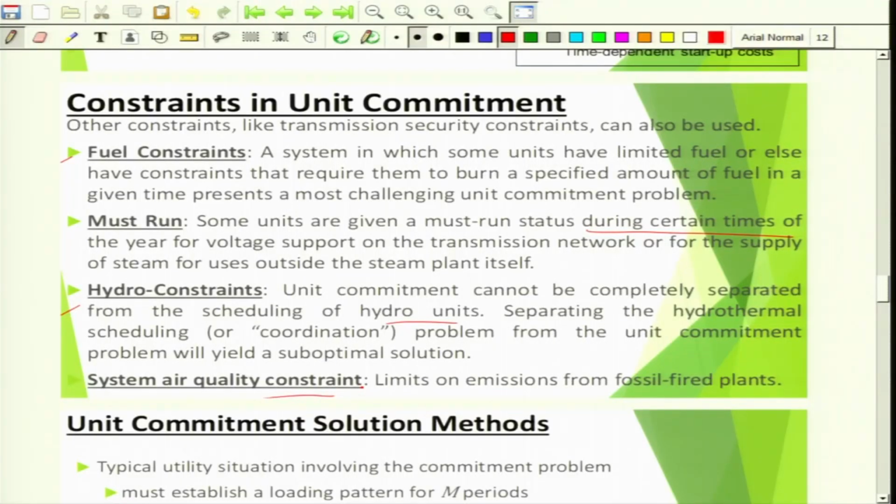And there is the system air quality constraint. This is another important thing. Because thermal power plants use fossil fuels, they emit a lot of carbon monoxide and carbon dioxide. So this is another important thing, how much the air quality would be reduced, and that constraint also needs to be taken into consideration.